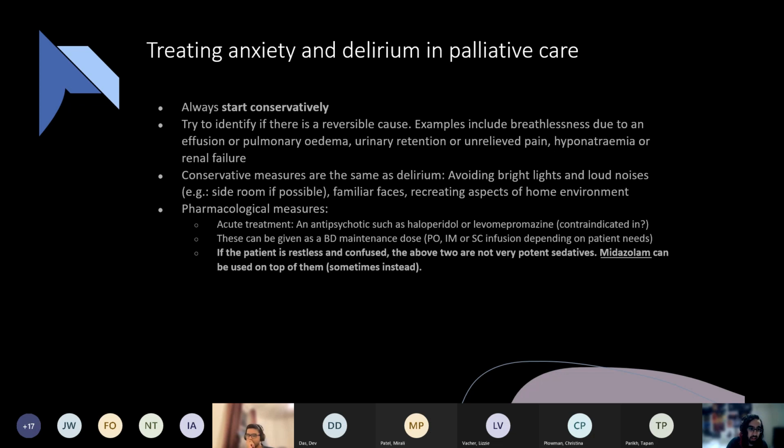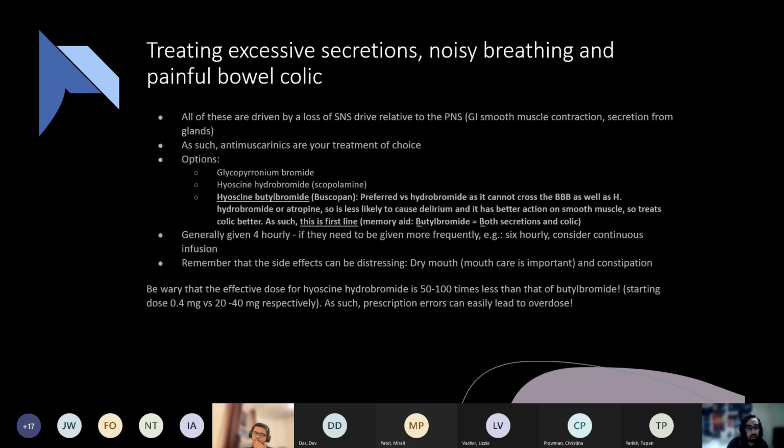The good thing for that is midazolam. So what you can add on is midazolam. Sometimes you'll find people combine them, but let's say you've got a patient, especially one who's having seizures because of, let's say, a space-occupying lesion or they're dying of brain mets, then midazolam's great because that can go in the syringe driver as well. But the anxiety and delirium side is the most straightforward, ideally an antipsychotic, but if that's contraindicated or the patient on top of it is restless, confused, then midazolam's a fair shout.